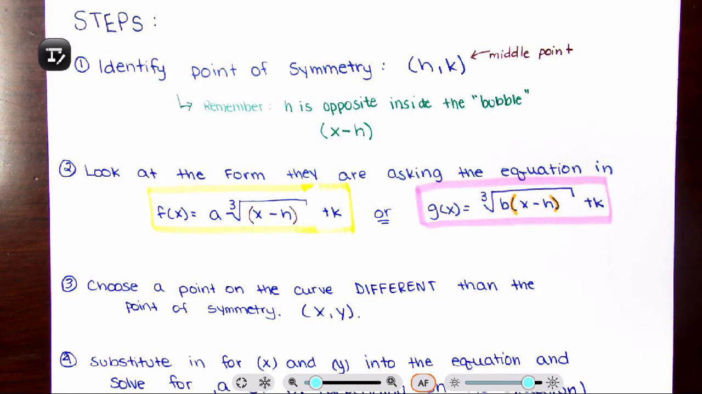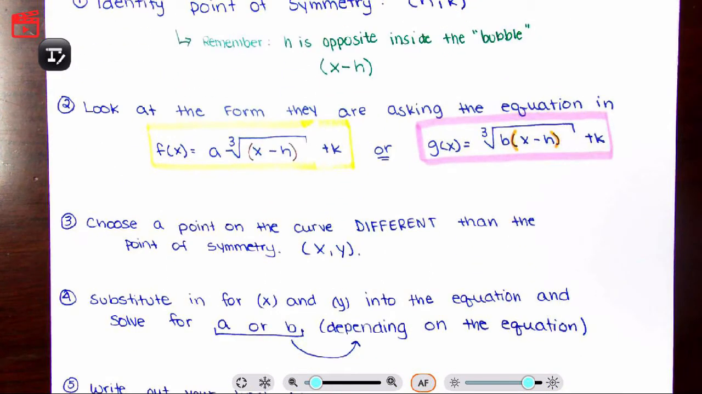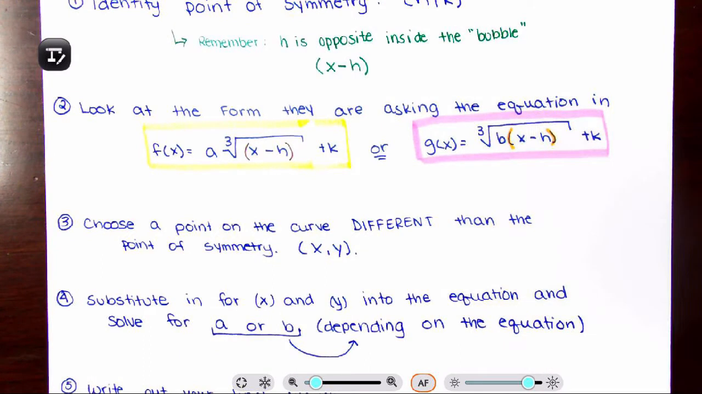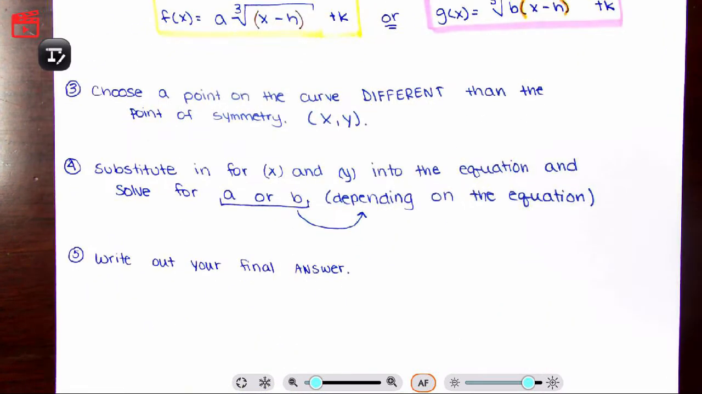So choose a point on the curve that is different than the point of symmetry. So you're going to choose x and y for a point. You're going to substitute in for x and y into the equation and solve for a or b, depending on the equation. So if they want this one, you're going to solve for a. If they want this one, you're going to solve for b. Write out your final answer.